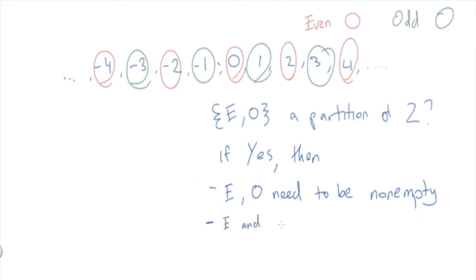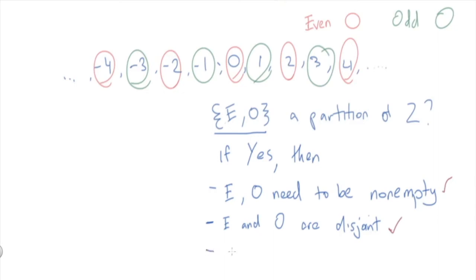E and O are disjoint. If this set of sets is a partition of a bigger set, then these sets need to be disjoint. They need to have no members in common. And this is true, right? So this one is true, and this one is true as well, because they don't have any members in common.